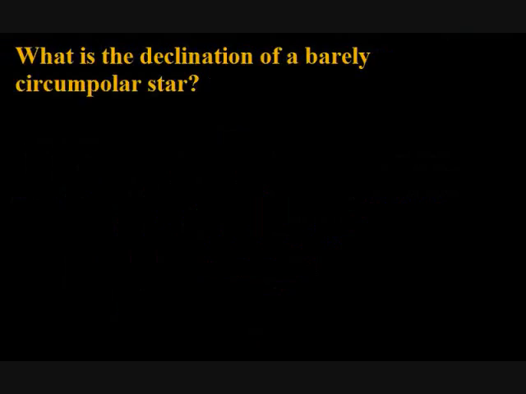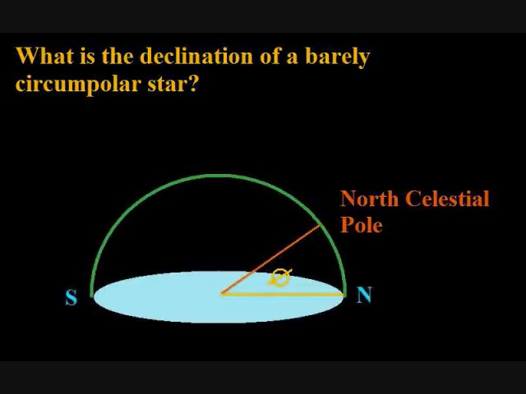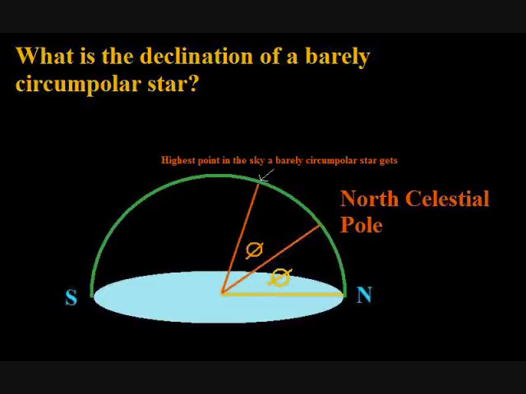What is the declination of a barely circumpolar star? So, of course, we're going to draw the horizon, the meridian, label it north and south, and we're going to draw a line from the observer to the north celestial pole. Now, a barely circumpolar star orbits the north celestial pole, but it touches the horizon. So that means that at its lowest point, it's on the horizon, and at its highest point, it's at an altitude of 2 phi, because the north celestial pole is its midpoint. So therefore, it must go all the way up to 2 phi.